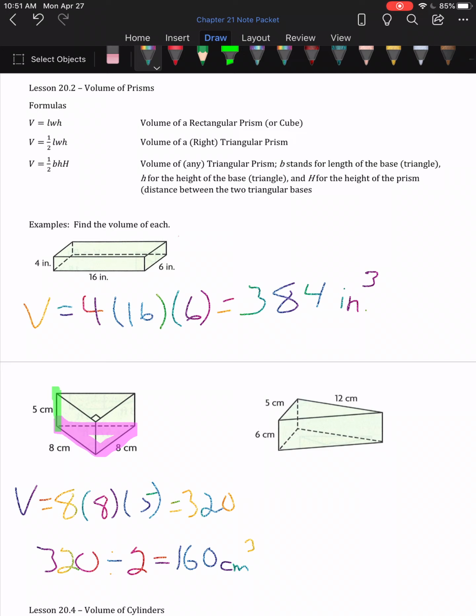So let's make this last problem stupid simple. Multiply all 3 numbers. So 5 times 6 times 12. That is 360. We will cut that in half, divide by 2, because it's a triangular prism. So it's 180 centimeters cubed.